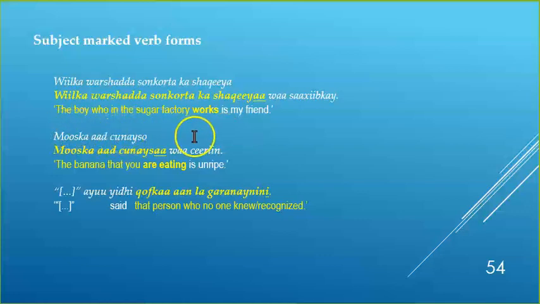And the same is true for the banana that you eat in the subjunctive. Since there is a subject word in the relative clause, it's the subjunctive. And here we have a past tense used in a negative clause with the extra e marking the subject.